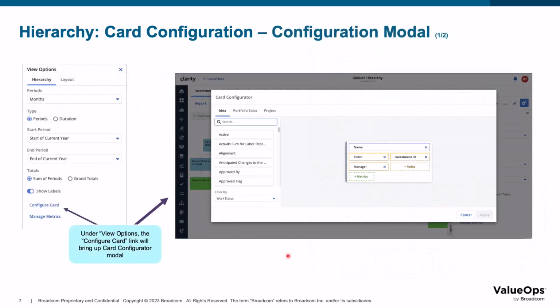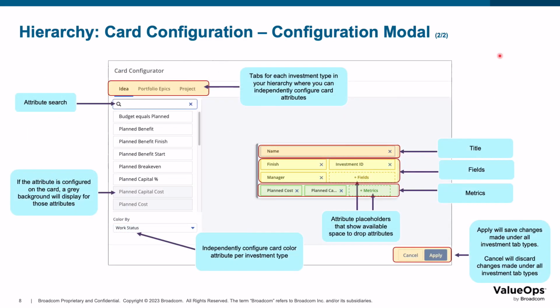To invoke the new card configuration, we've removed the pull downs from all the different view options that we had previously, and we have a link now for configure card. When you click that, you'll get the card configuration modal. So here is the summary of the new changes in the UI for the card configuration under hierarchy.